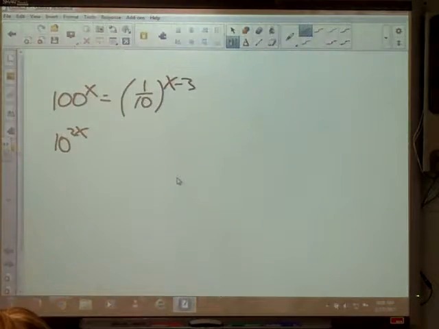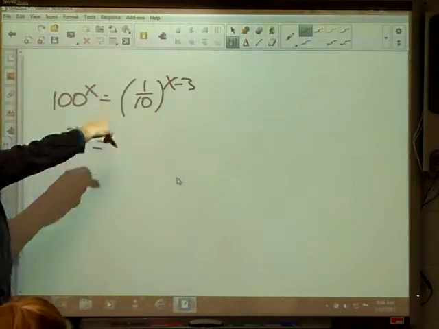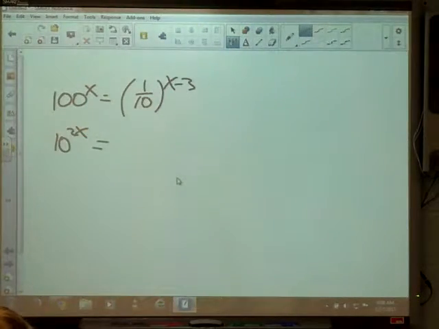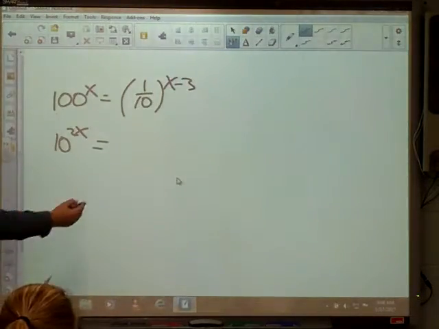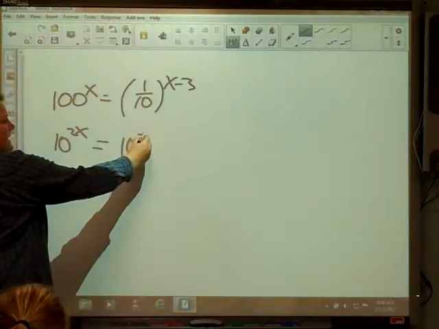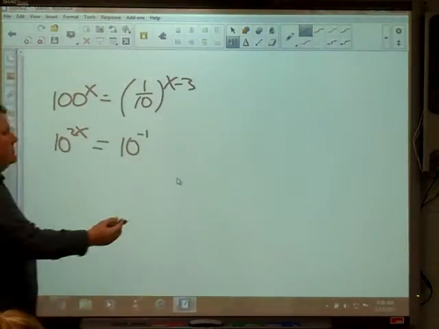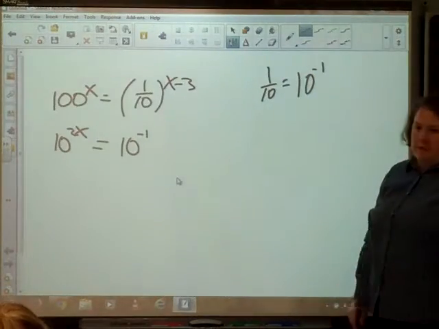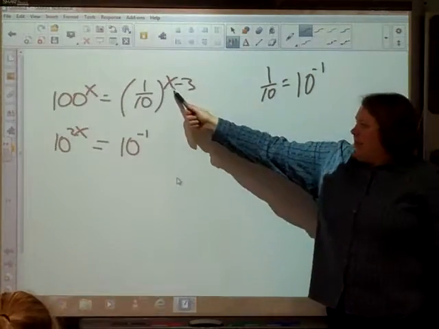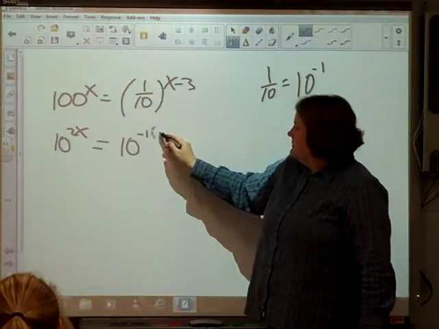Now, a little bit tricky on the other side because that 10's on the bottom and I need it on top. What kind of exponent lets us flip fractions? Negative. So this is the same as 10 to the negative 1, because just a reminder, 1/10 is the same as 10 to the negative 1. And then I still have that x minus 3 up there.